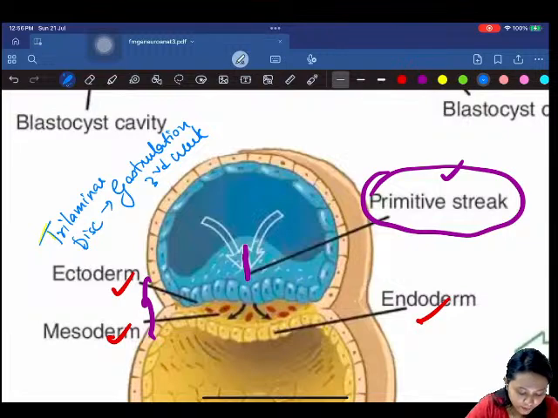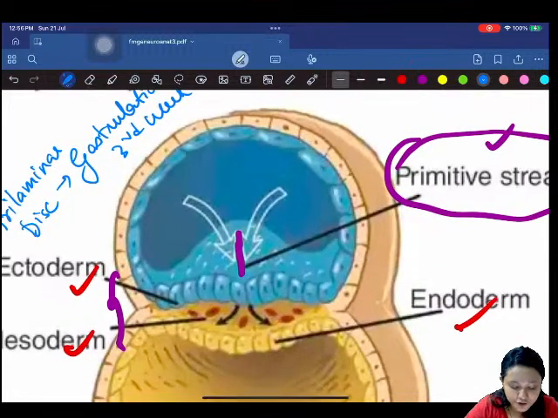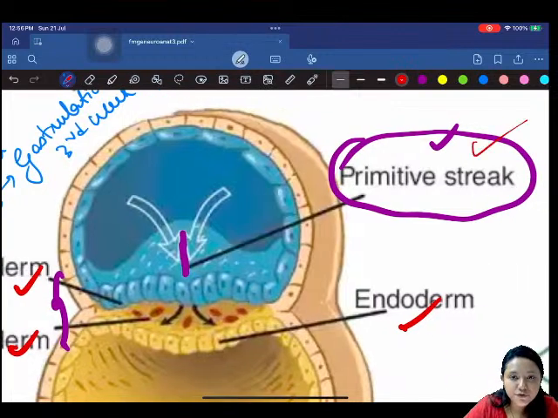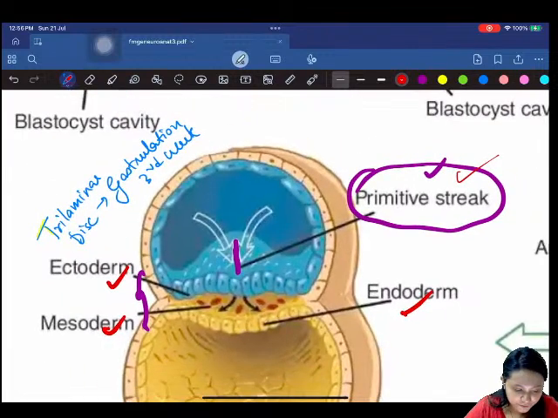And then what is important in this area is that in gastrulation a rod like structure forms, and that is your primitive streak. What we are concerned with is the primitive streak.